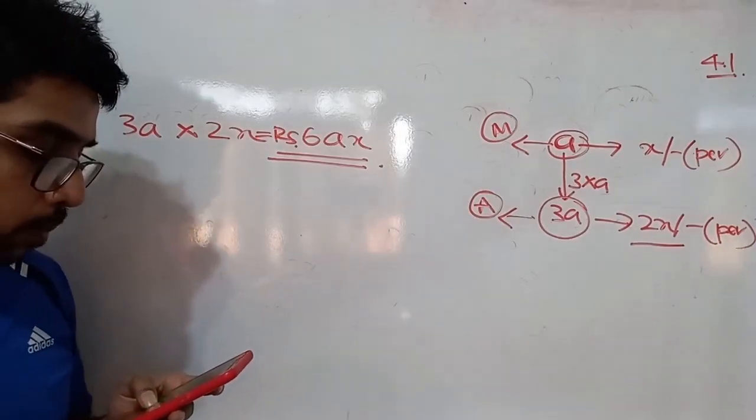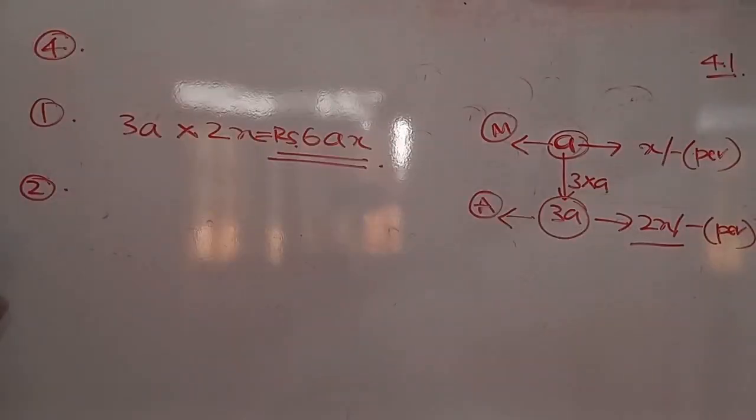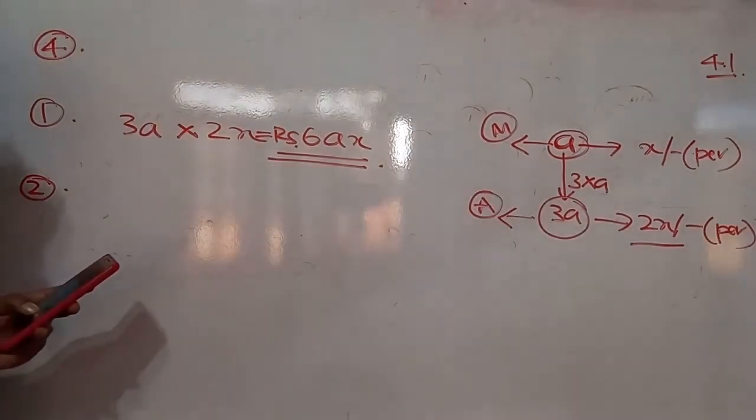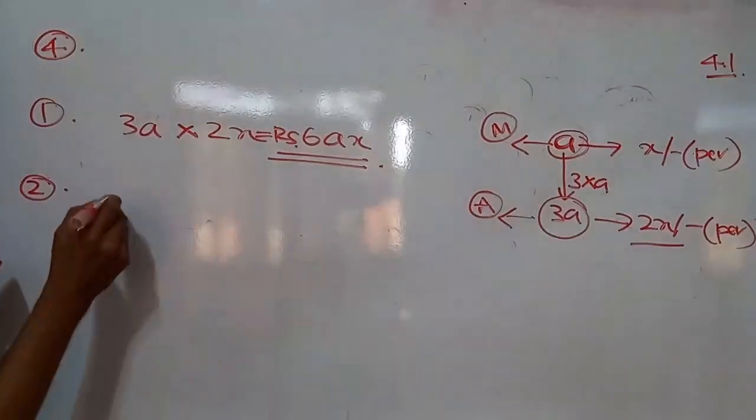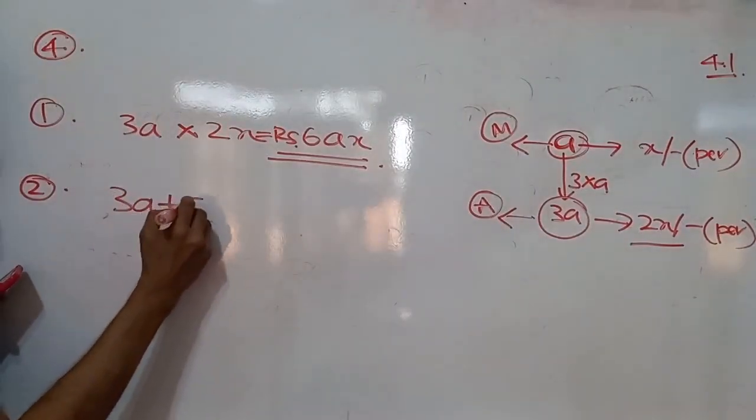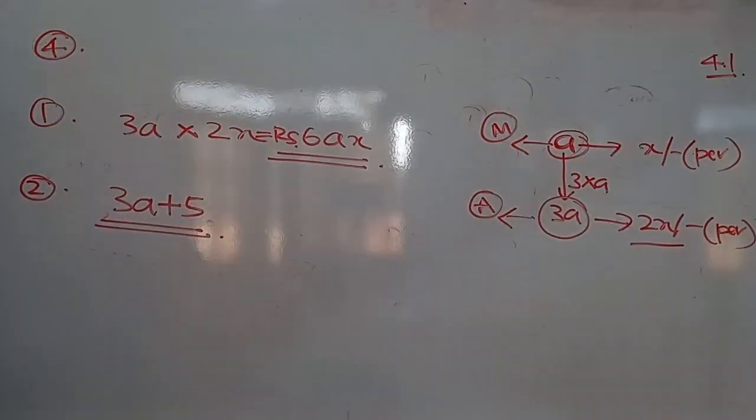Accordingly, the child decides to buy 5 more apples. If he does this, write down the number of apples he buys in terms of A. How many has he bought now? 3A. So 5 more must be added to this. 3A plus 5. Part 3.